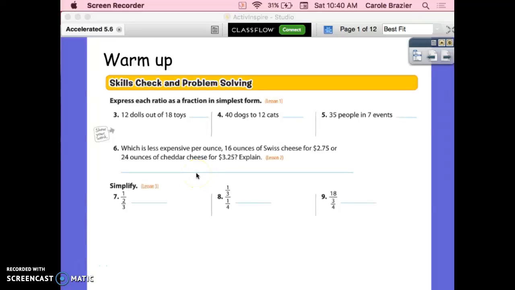Hi guys, the first thing I need you to do is complete this warm-up and then we will move on with the lesson. So pause the video, complete the warm-up, and when you come back, I will give you the answers.